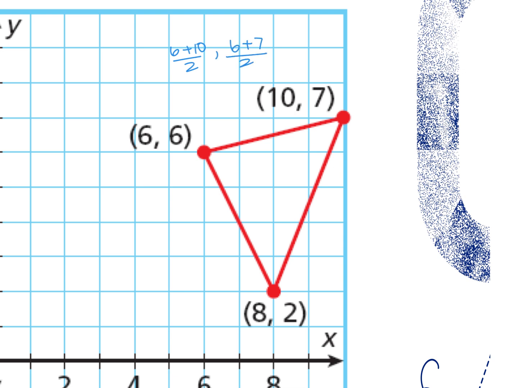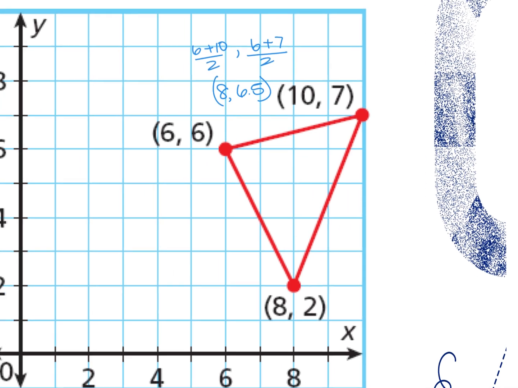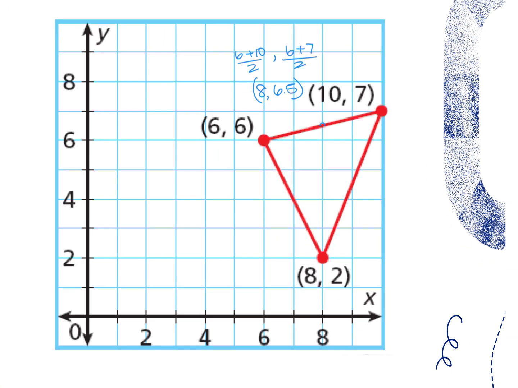What's my midpoint for my top one? Anyone solve it? 8 and 6.5. So I'm going to go ahead and graph it. 8 and 6.5, which is right here. So I'm going to go ahead and take that and connect it to my vertex. Connect it to my vertex right here.